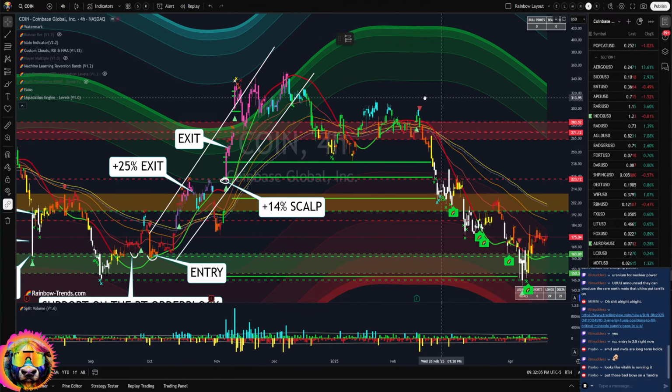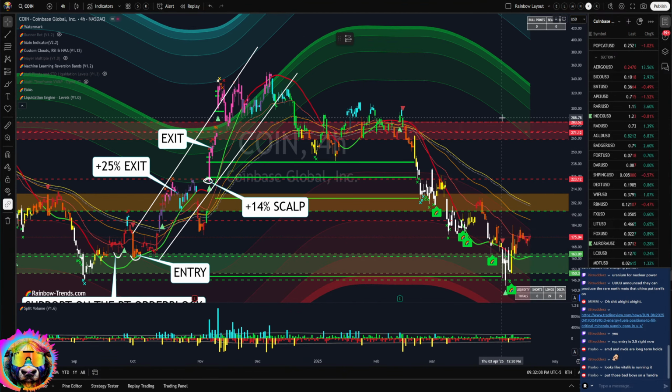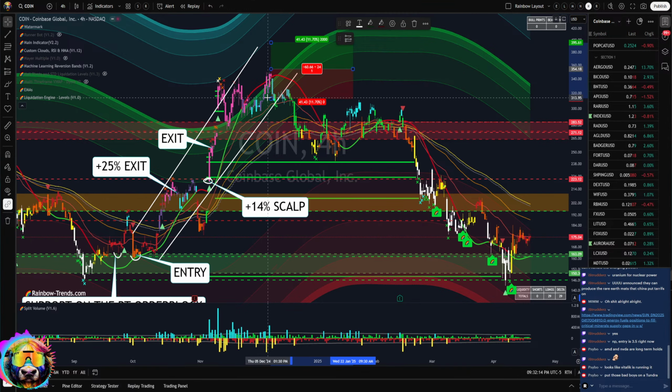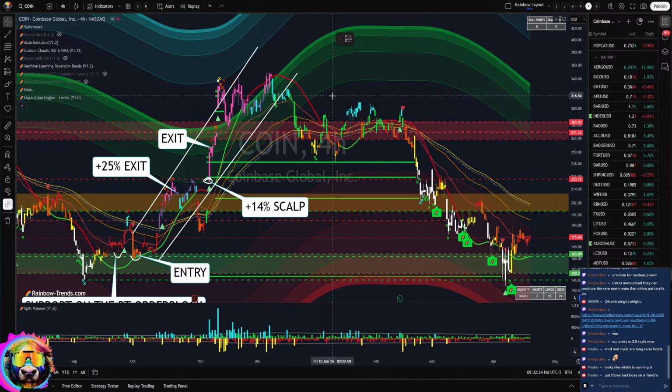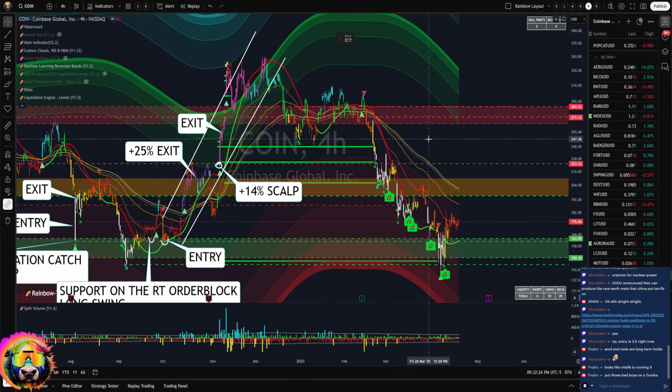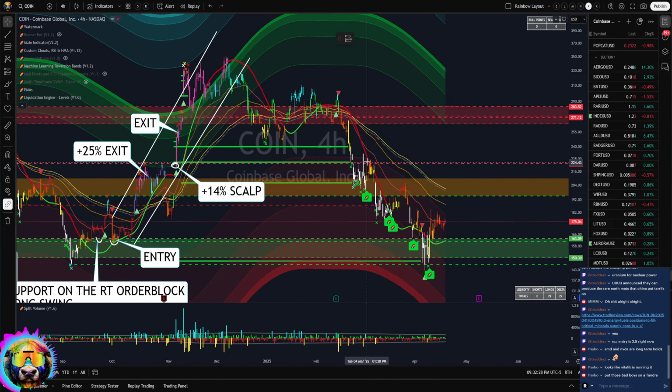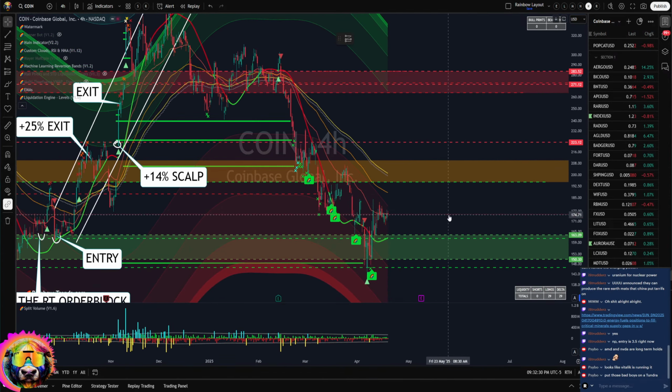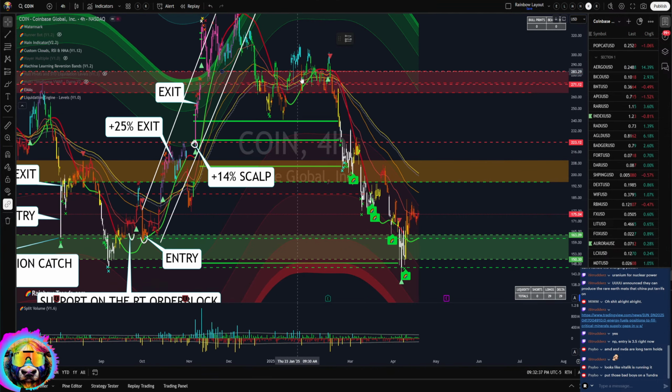Lo and behold, 4 months later, it broke the resistance block, which should have been support at that point, and now Coinbase is down 60%. Like, that's Ethereum pullback numbers, right? But we're talking Coinbase. So I think Kraken's going to have an IPO. I'm heavily interested.